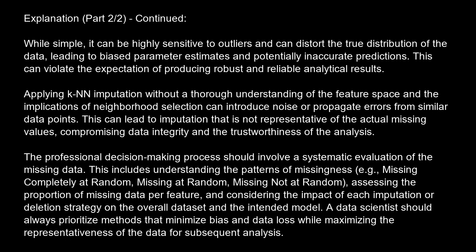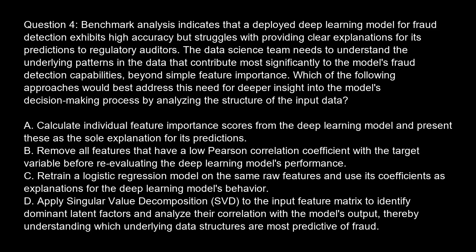of the analysis. The professional decision-making process should involve a systematic evaluation of the missing data. This includes understanding the patterns of missingness, e.g., missing completely at random, missing at random, missing not at random, assessing the proportion of missing data per feature, and considering the impact of each imputation or deletion strategy on the overall dataset and the intended model. A data scientist should always prioritize methods that minimize bias and data loss while maximizing the representativeness of the data for subsequent analysis. Question 4.